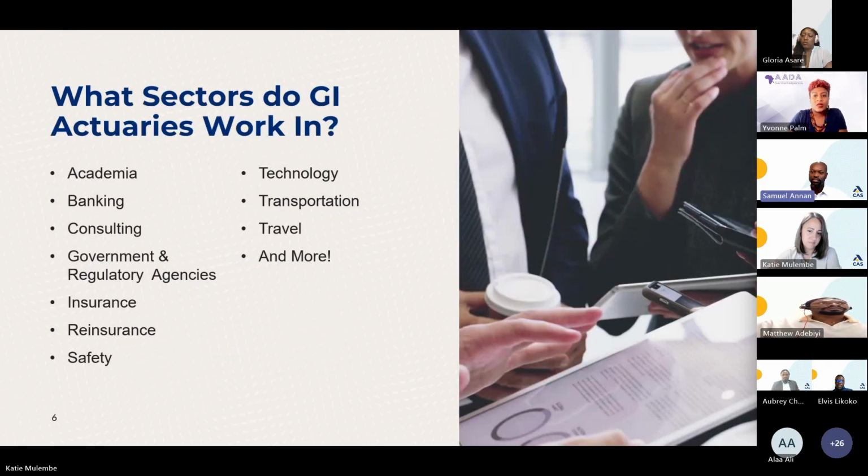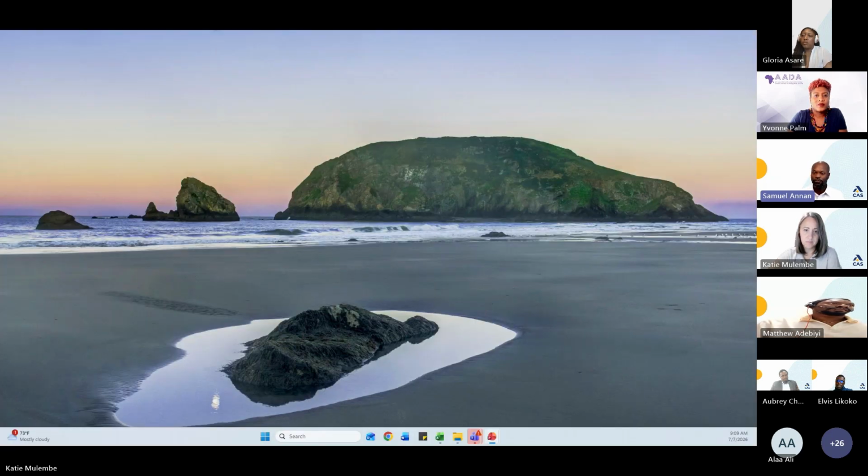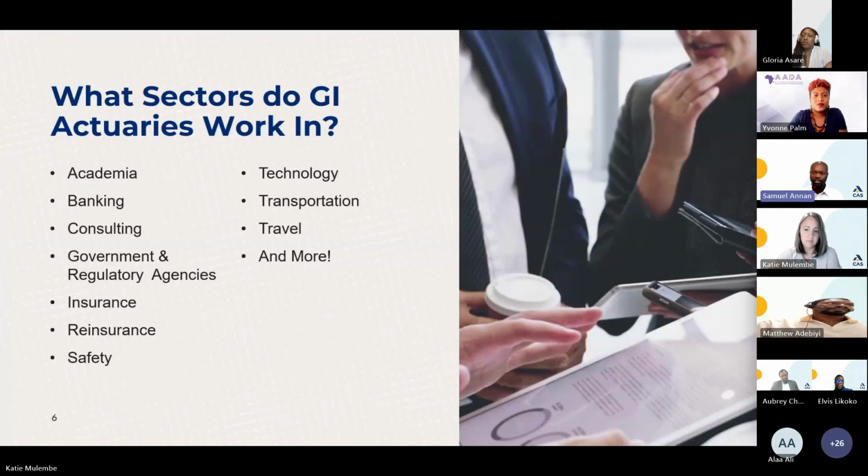Moving on, let's look at the type of places that GI actuaries work. It could be academia, doing research or teaching, or banking and consulting, dealing with various financial and cash flow risks. Could also be government or regulatory agencies dealing with safety matters, impacting environmental issues and so forth. Or insurance and reinsurance, which tends to be the traditional area a lot of GI actuaries work in.